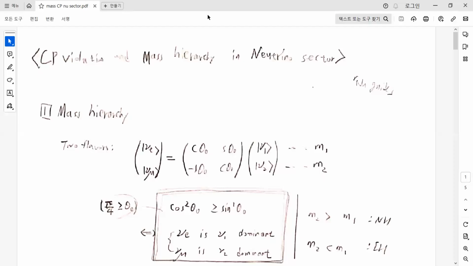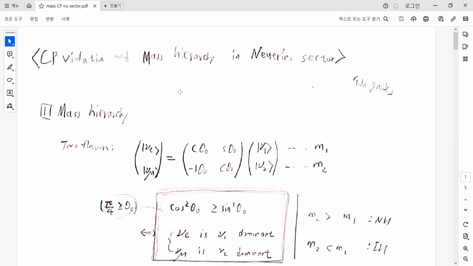There are many unknown things about neutrinos. The physics is partially the oscillation parameters, and we focus on CP violation and the mass hierarchy in the neutrino sector. Both are undetermined so far, and they require very precise measurements in neutrino oscillation experiments. First of all, let's see what the mass hierarchy is.